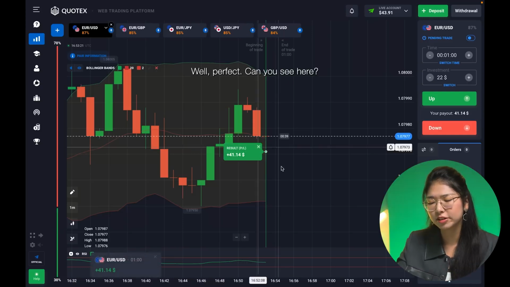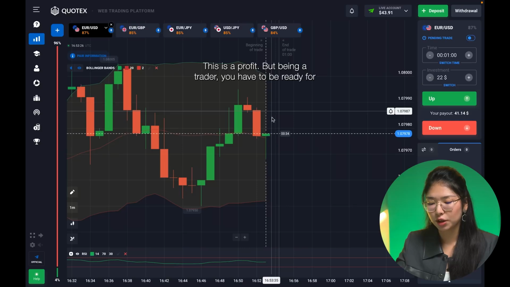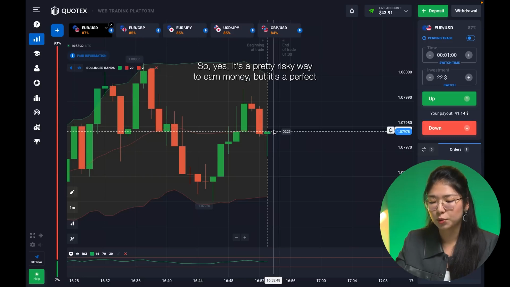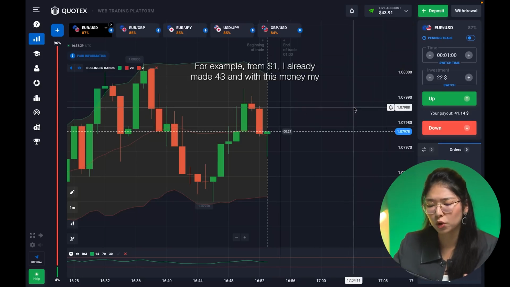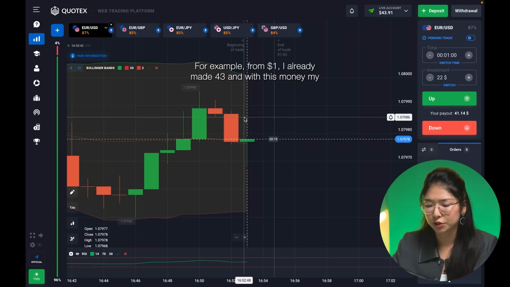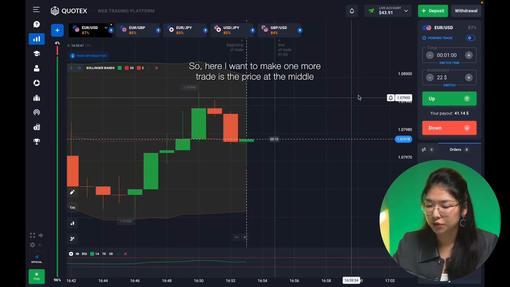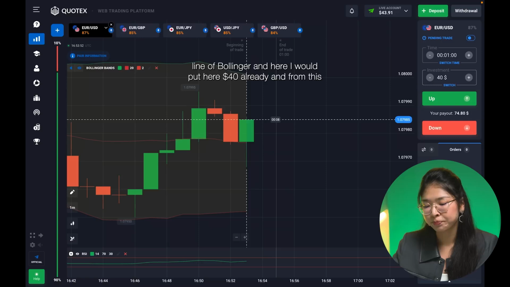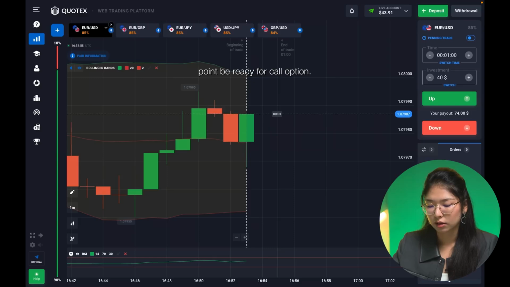Brilliant, guys. Can you see here? This time it's not a return, this is a profit. But being a trader, you have to be ready for moments where you can lose your money. And yes, it's a pretty risky way to earn money, but it's a perfect way to earn money because binary options allow you to do this. For example, from $1, guys, $1, I already made $43, and with this money my earnings will be much faster. So here I want to make one more trade, either price at the middle line or Bollinger, and here I would put $40 already, and from this point be ready for call option.